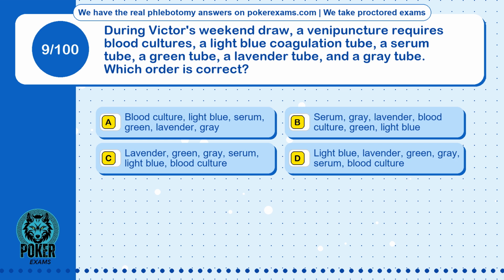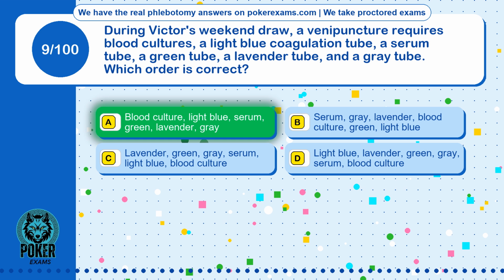Question 9. During Victor's weekend draw, a venipuncture requires blood cultures, a light blue coagulation tube, a serum tube, a green tube, a lavender tube, and a gray tube. Which order is correct? Option A, blood culture, light blue, serum, green, lavender, gray. Option B, serum, gray, lavender, blood culture, green, light blue. Option C, lavender, green, gray, serum, light blue, blood culture. Option D, light blue, lavender, green, gray, serum, blood culture.